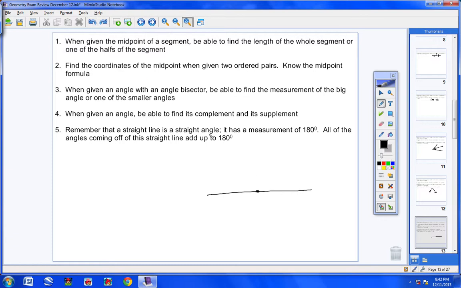Also remember that when you have a straight line, no matter how many rays or lines are coming off of it, when you add up all of these angles right here, here, here, here, and here, they're all going to add up to 180 degrees.